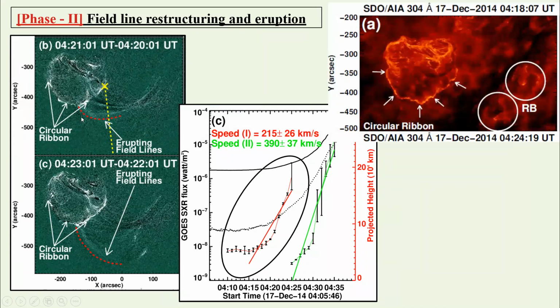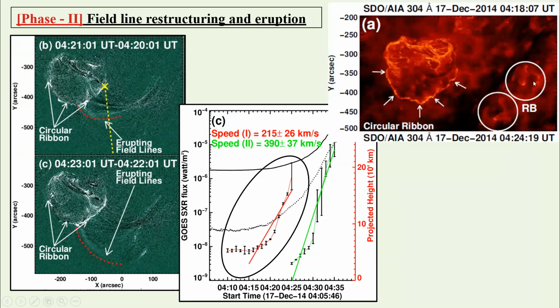The red dotted curve structure is showing the topmost part of the erupting field line. In the second phase, we have observed some eruption from this field line, which is the outermost field line, and it is moving this way. Their speed comes out to be 1215 kilometers per second.